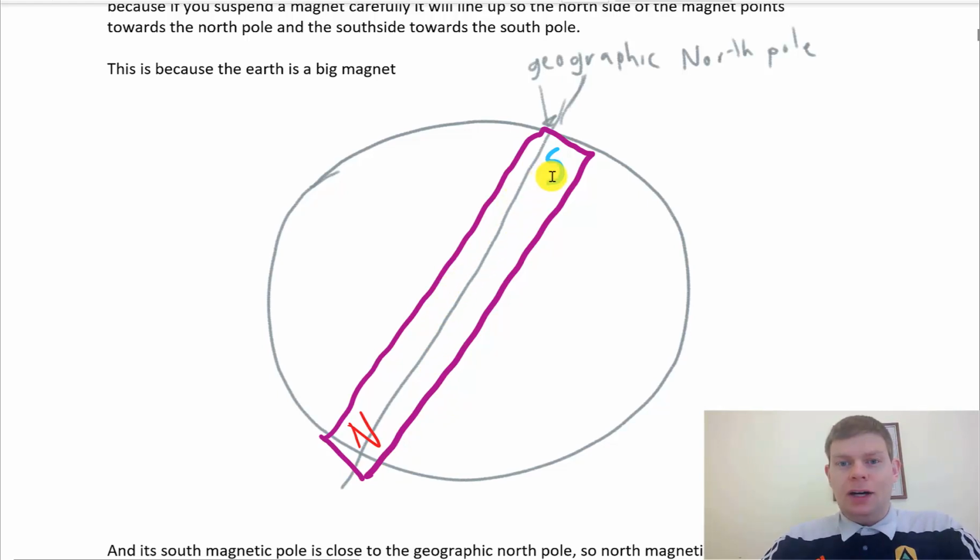And so, confusingly, but it makes sense in how they named it, really close to the geographic North Pole, there's a magnetic pole of the Earth, but it is a south charge magnetic pole right there. And so you can imagine any magnet on Earth, the north side of it will be attracted to the south charge of the Earth, and the south side of a magnet will be attracted to the north charge of the Earth.